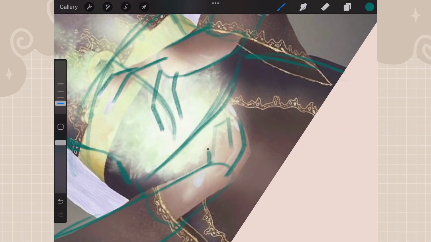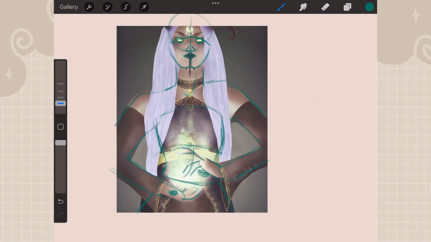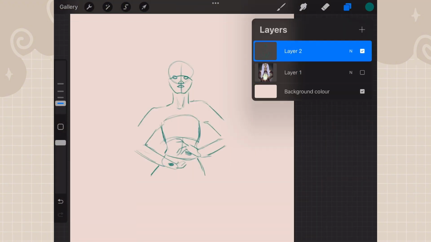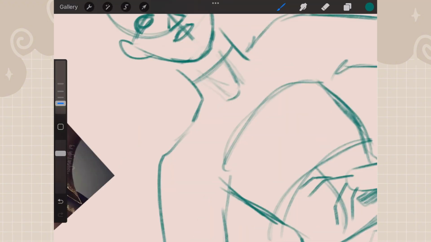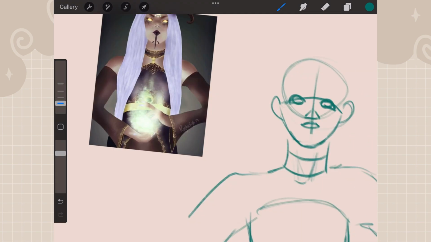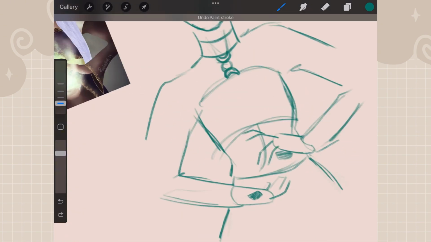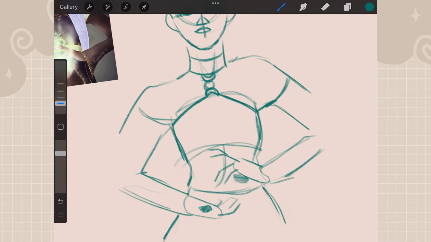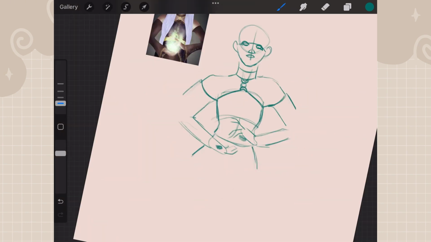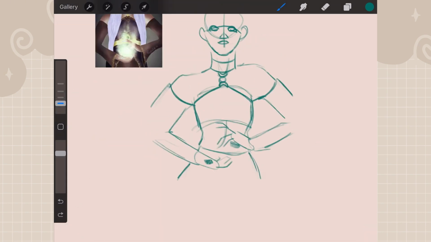So the character you see me drawing here, her name is Normany, and I drew her in the year 2017. And the idea was that she was a witch and she has magic, and that is really all I remember about her. I know I did write her a story, but it doesn't really matter because I did change it a little bit.